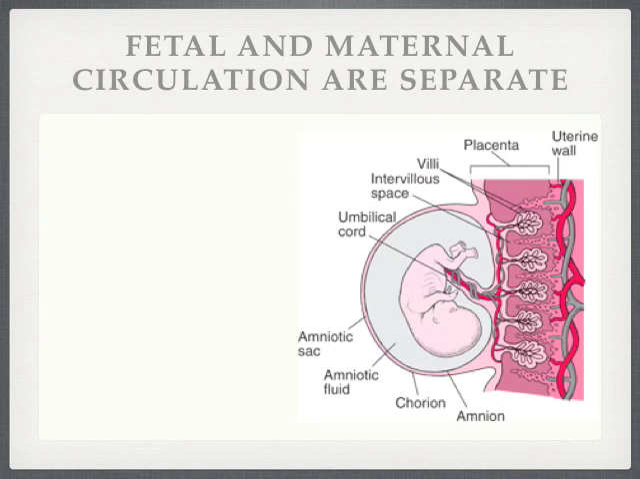Okay? Now, fetal circulation and maternal circulation are separate. The child has its own blood, mom has her own blood. They can even have different blood types. The blood does not mix. Mom's blood doesn't flow through the baby, nourishing it. The placenta is the place where mom's blood and baby's blood become intimate. Membranes separate them.